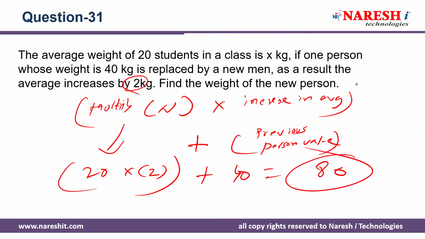Multiply the number of people with the increase in average, 20 into 2, and add that answer with the value of that person who left from the group. So 40 plus 40 becomes 80. I hope now it's clear for everyone. Shall we move to the next question?